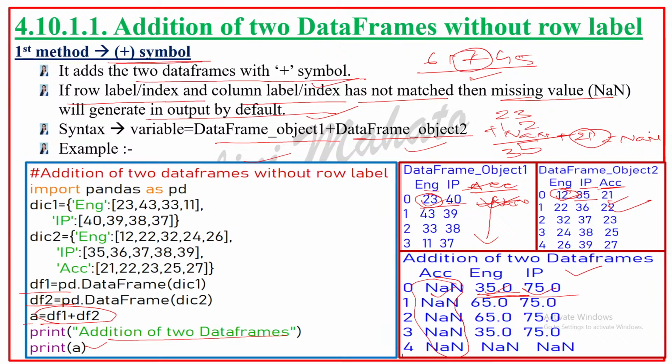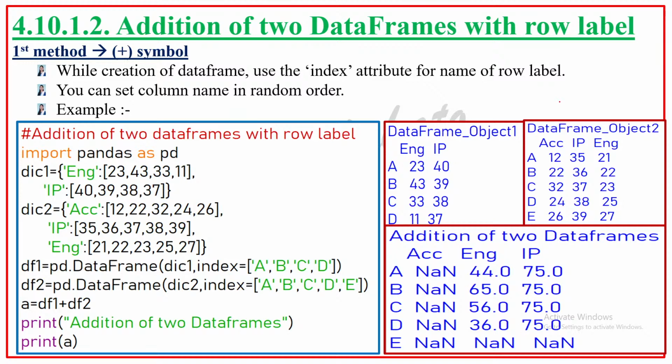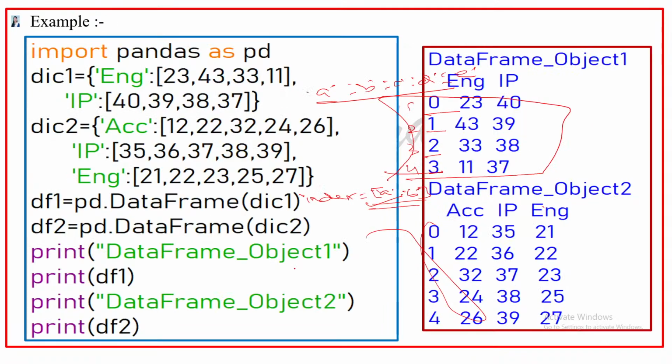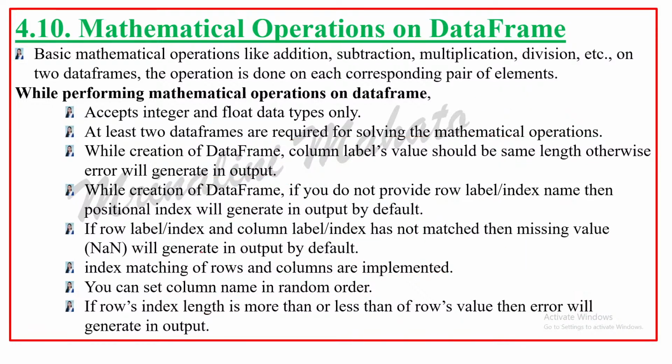Now next, addition of two data frames with row label. Now we will set the row label. Here everything is the same, creation of data frame, just you have to mention the index. Now I told you, look at here, while creation, in the last one, if rows index length is more than or less than the rows values, then an error will generate. Rows index length, remember this one.